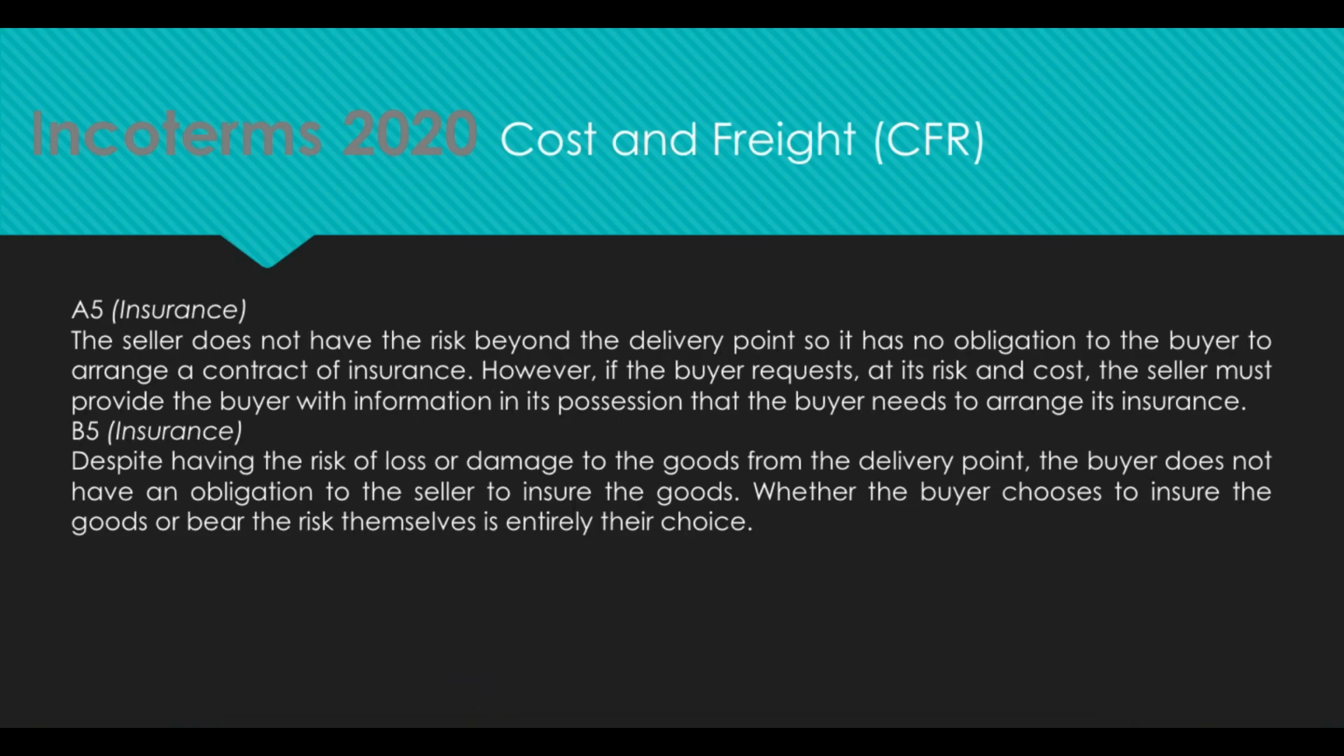A5. Insurance. The seller does not have the risk beyond the delivery point, so it has no obligation to the buyer to arrange a contract of insurance. However, if the buyer requests at its risk and cost, the seller must provide the buyer with information in its possession that the buyer needs to arrange its insurance. B5. Insurance. Despite having the risk of loss or damage to the goods from the delivery point, the buyer does not have an obligation to the seller to insure the goods. Whether the buyer chooses to insure the goods or bear the risk themselves is entirely their choice.